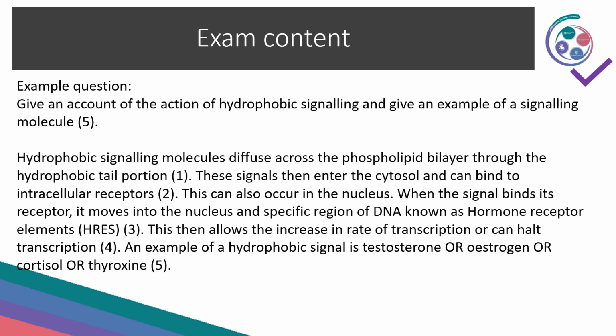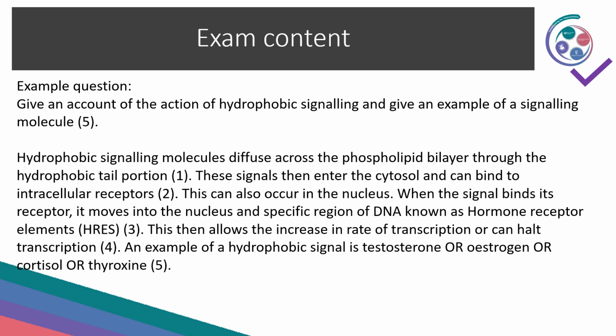You could also mention that this occurs in the nucleus as well. When the signal binds to its receptor, it moves into the nucleus, and specific regions of DNA known as hormone receptor elements, HREs, are where it binds. This would be where the third mark would come into play. This then allows the increase in rate of transcription, or it can halt the rate of transcription. This would be the fourth mark.